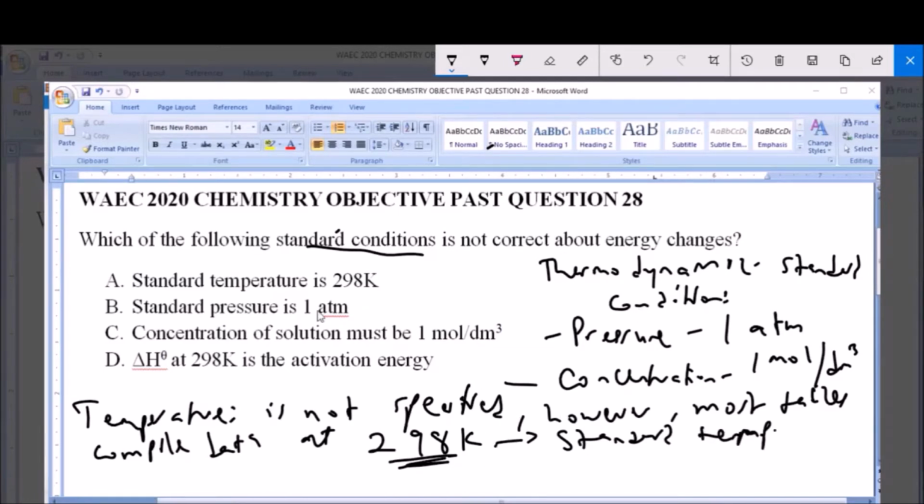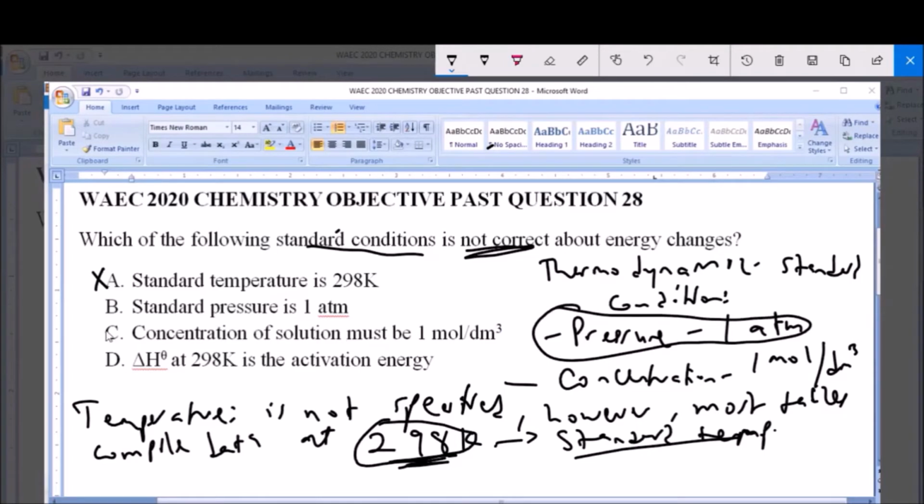So let's look at each of the options and see which one is not correct when it comes to these standard conditions. Now, A, standard temperature is 298 Kelvin. We have rightly established that the 298 Kelvin is often regarded as standard temperature in thermodynamics. So this is correct and hence is not the answer to this question. B, standard pressure is 1 atm, as we have rightly established here. In thermodynamics, pressure is 1 atm, so this is correct and hence cannot be the answer to this question.